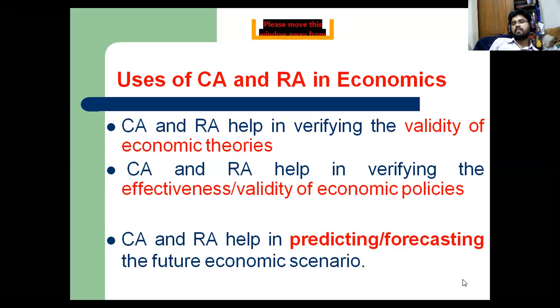Hello? Yes, sir. See, the last point: correlation and regression help in predicting and forecasting future economic scenarios. In the last class I told you about forecasting in simple regression. By using regression analysis, we can easily predict the future values. Forecast means we are going to estimate the future values. That is called forecasting. So by using regression analysis, we can forecast the future economic scenario. Am I clear, dear students, up to now?